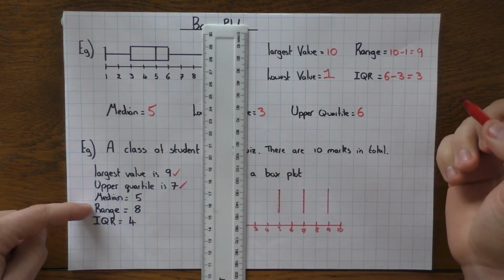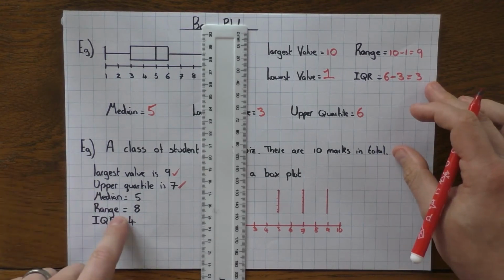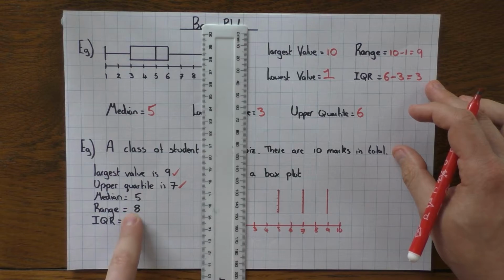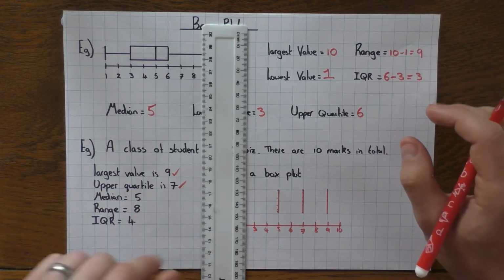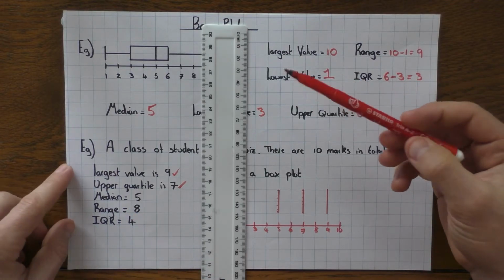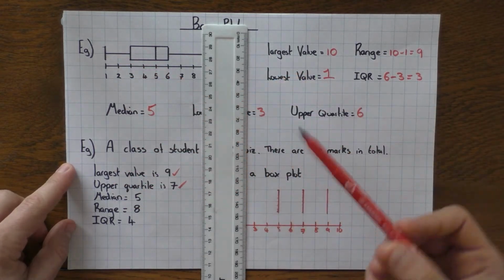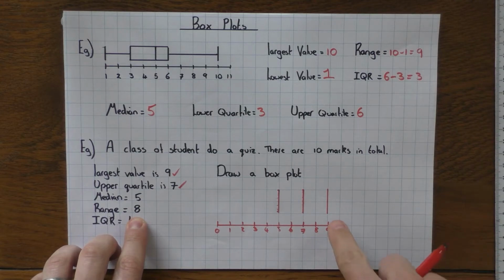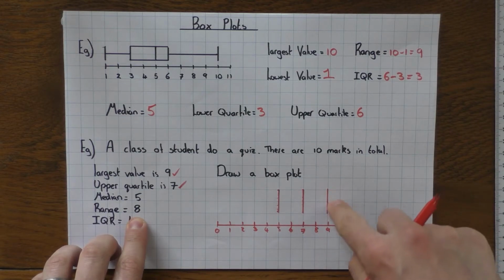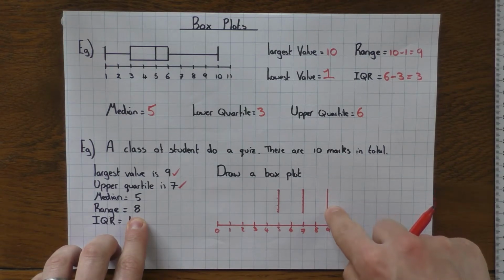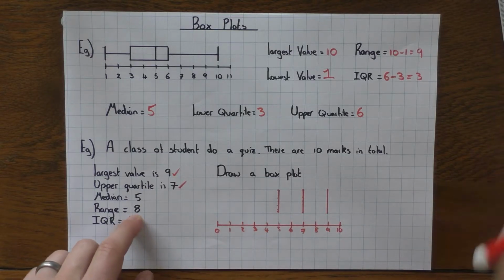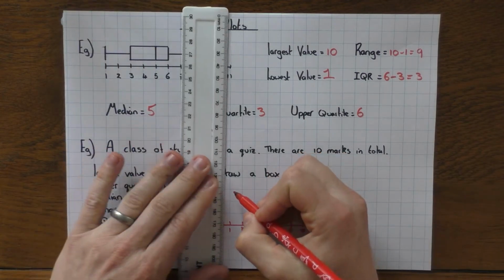We're told the range is 8 and the interquartile range is 4. I'm not told what the lowest value is, or the lower quartile. I'm just told what the range and the interquartile range are. So I have to work out the lower quartile and the lowest value. If I'm told the range is 8 and I know the highest value here is 9, I can work out the difference must be 8, so I can go down 8, in which case the lowest value must be 1.